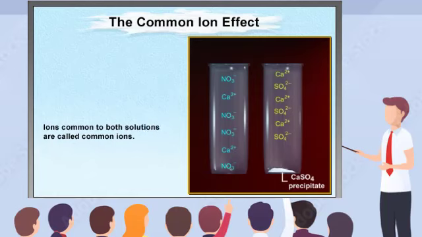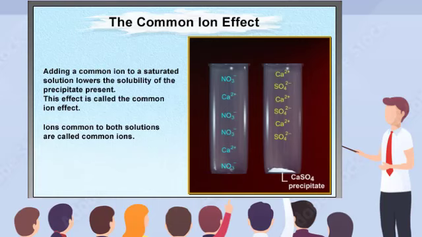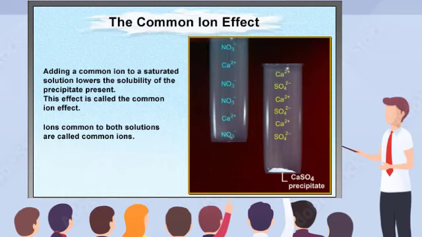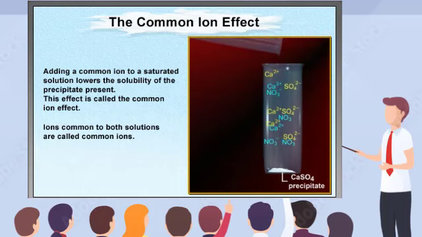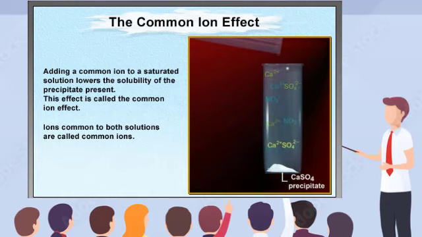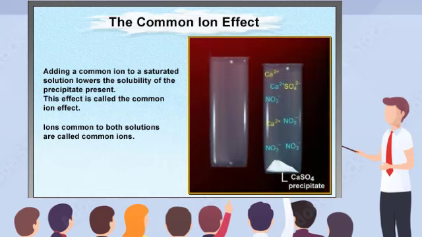Ions common to both solutions, in this case the calcium ions, are called common ions. Adding a common ion to a saturated solution lowers the solubility of the ionic compound present. This effect is called the common ion effect. In the previous example, you saw that the addition of calcium nitrate reduced the solubility of calcium sulfate. As a consequence, more calcium sulfate precipitate formed.